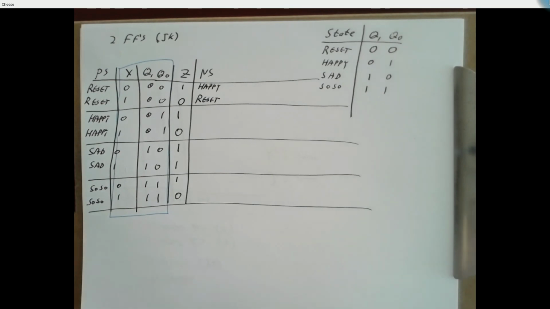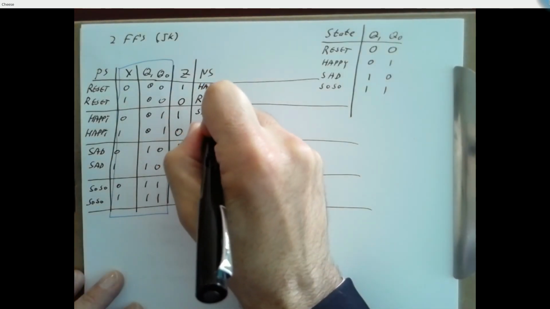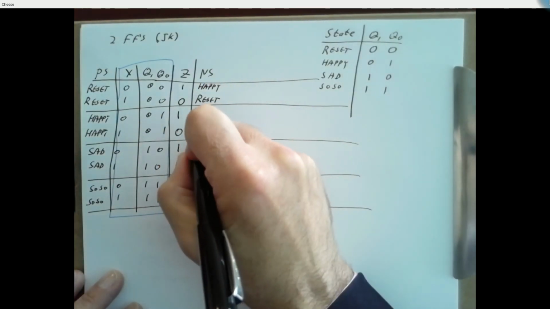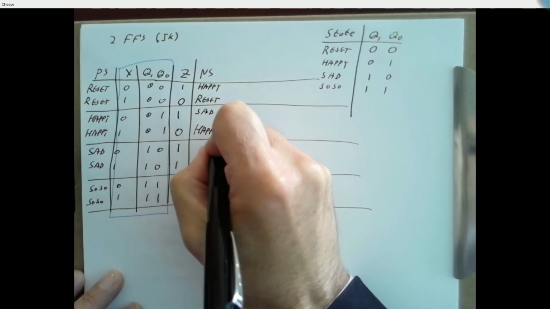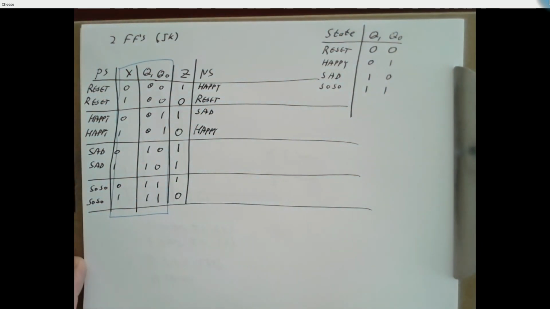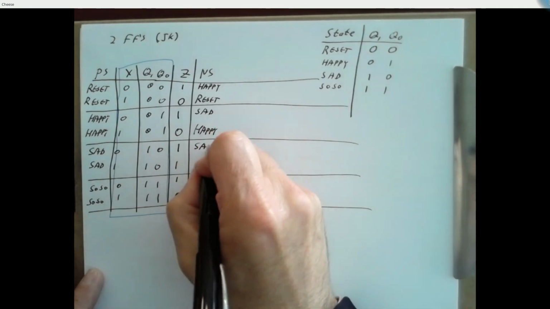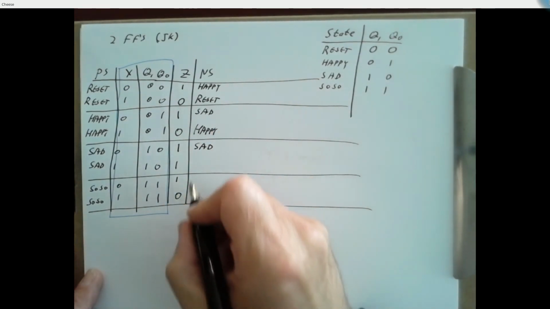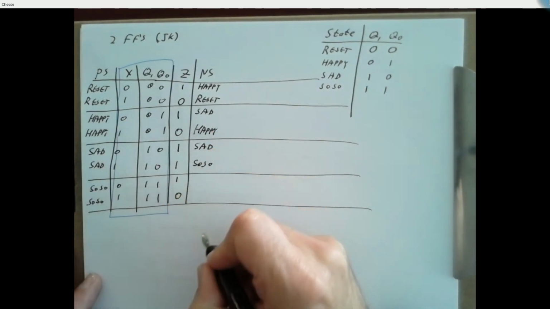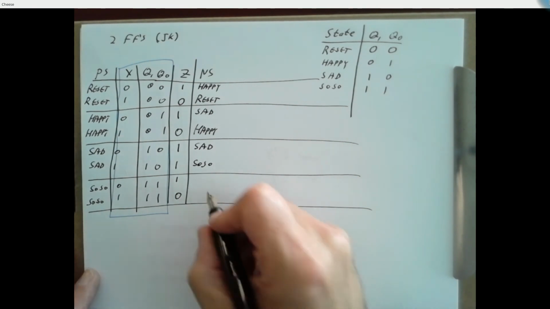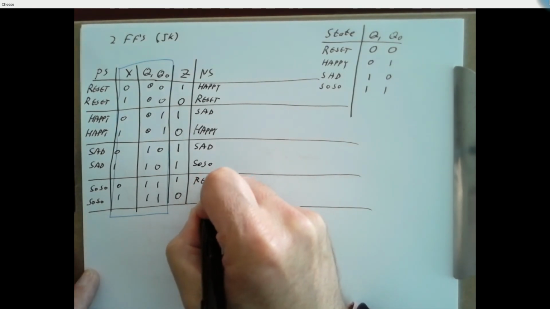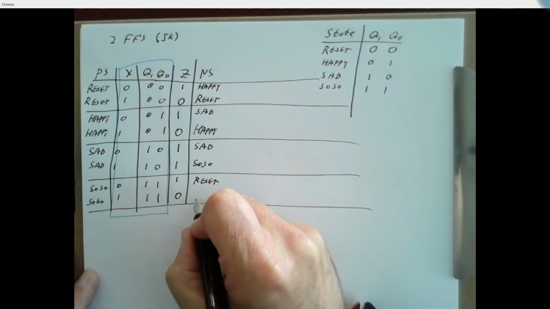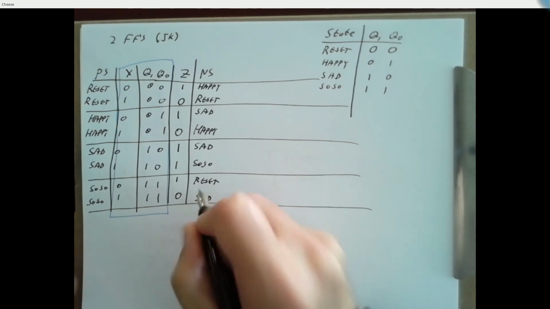So happy, 0 takes you to sad, 1 leaves you happy. Sad, a 0 leaves you sad. Sad and a 1 takes you to so-so. So-so and a 0 takes you to reset. And a 1 takes you to sad.